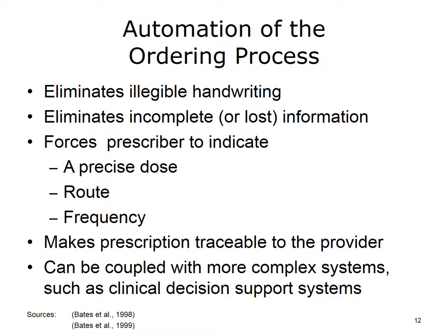In a very well-cited article by Dr. David Bates and colleagues, a simple CPOE system was found to reduce drug errors by 55%. CPOE systems can be coupled with more complex systems, such as clinical decision support systems. These more complex systems can help intercept inappropriate doses, flag harmful drug-drug interactions, or flag an allergy that a particular patient has. These more sophisticated systems were found to reduce drug errors by 83% by the research team led by Dr. David Bates.